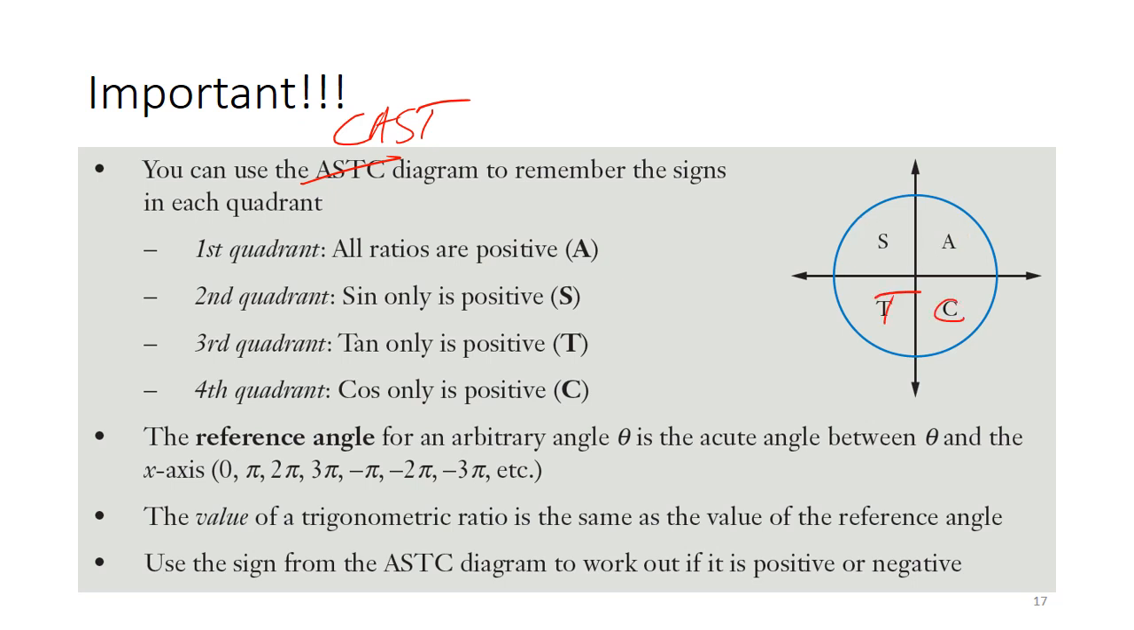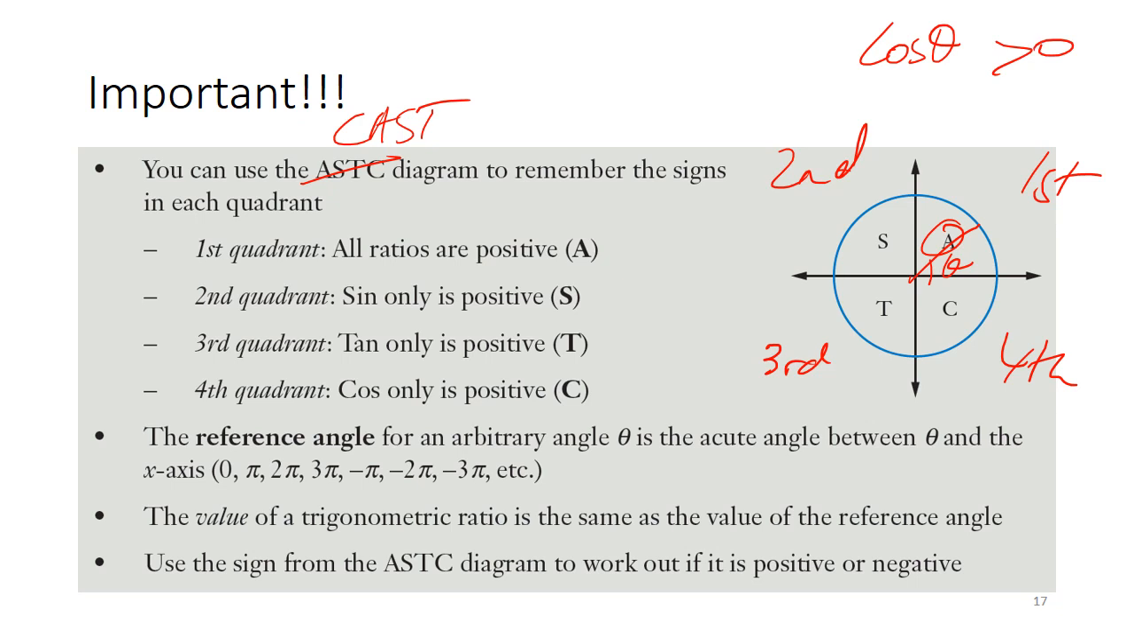Basically what it is saying is, actually, so remember this is the 1st, 2nd, 3rd and 4th quadrant. Don't mess that up. So in the 1st quadrant, this A tells me all the ratios would be positive, which means if I've got an angle here, cos theta would be greater than 0, would be positive. Sine theta would be positive. Tan theta would be positive. That's what it means. The memory is starting to come back from last year.